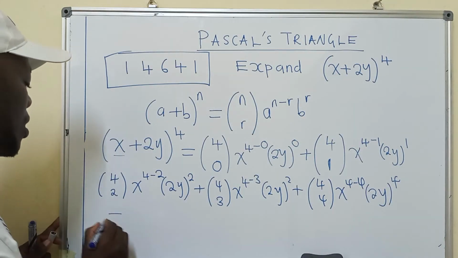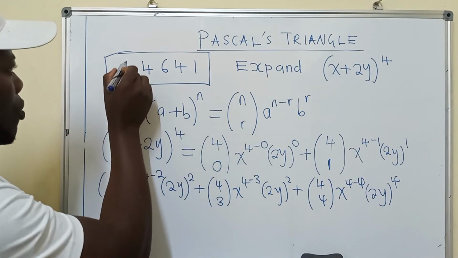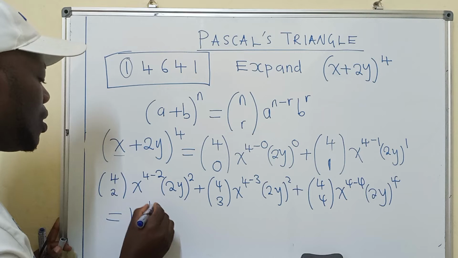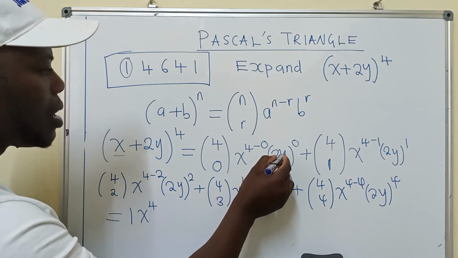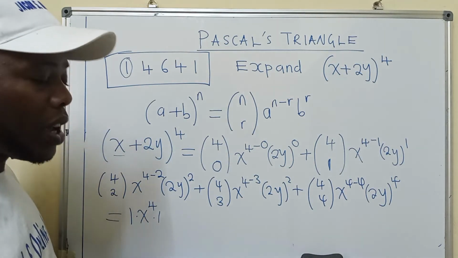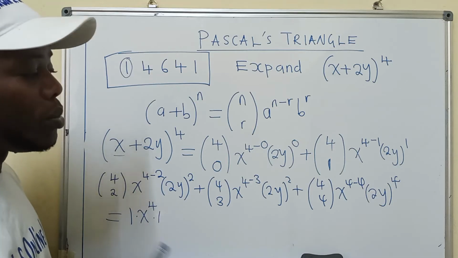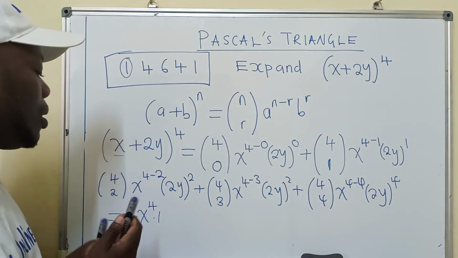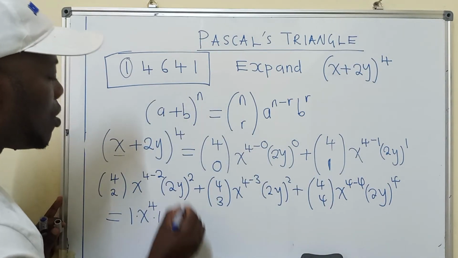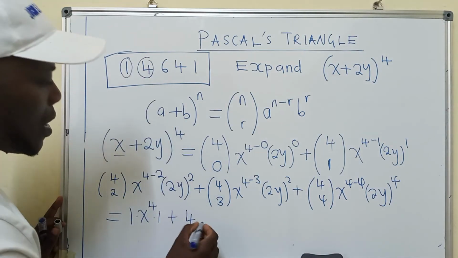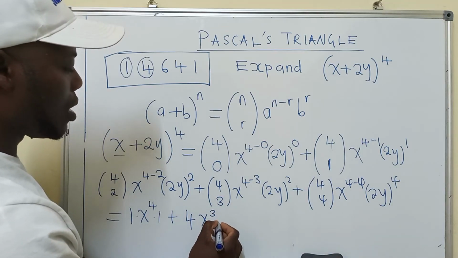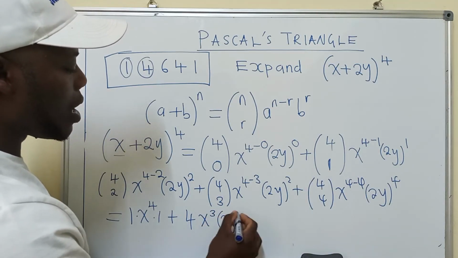So now to work out this coefficient, what number do we have here? It's a 1. So this is the 1. From here, it's a 1. X, 4 minus 0, it's a 4. 2y power 0, it's a 1. We know that anything to the power 0 is 1, except 0. So anything to the power 0, it's 1. Plus, here, the coefficient here is a 4. This 4 right here. So we're just following the order, it's 4. X, 4 minus 1, it's a 3. Okay? And then we have a 2y right here.